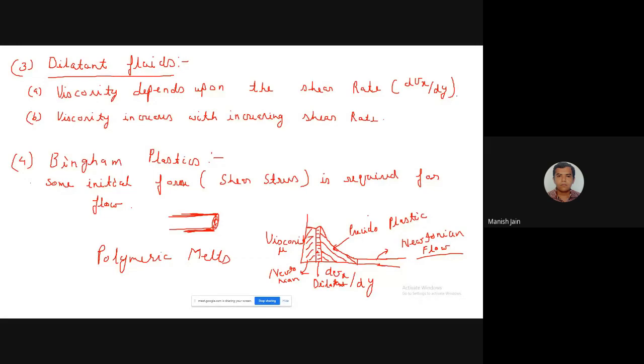Simple fluids like water and oil will always show Newtonian behavior. So why does a fluid show Newtonian behavior? What is the basic definition of a fluid? When the intermolecular forces between the molecules are significantly low, the molecules start to move under the influence of each other. When the distance between the molecules increases and they start to move, then we call it a fluid.